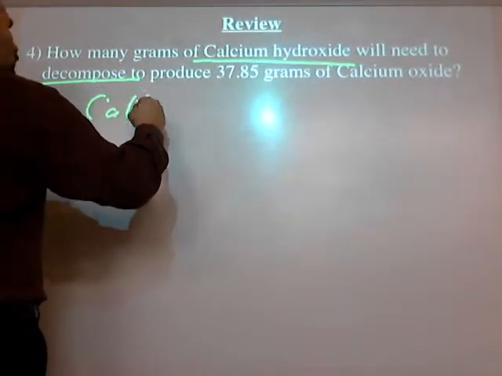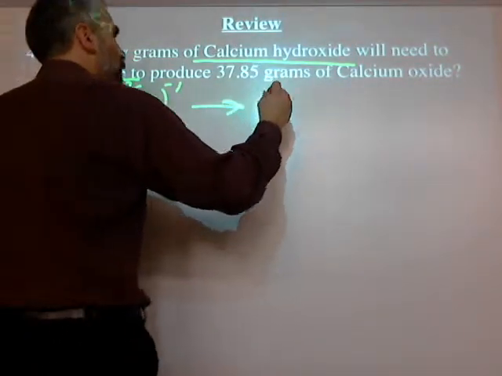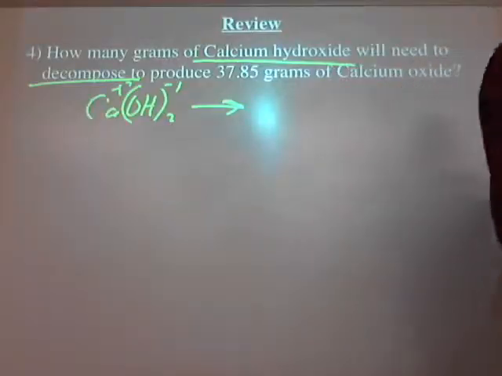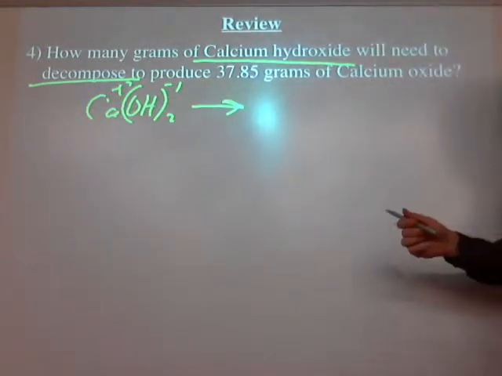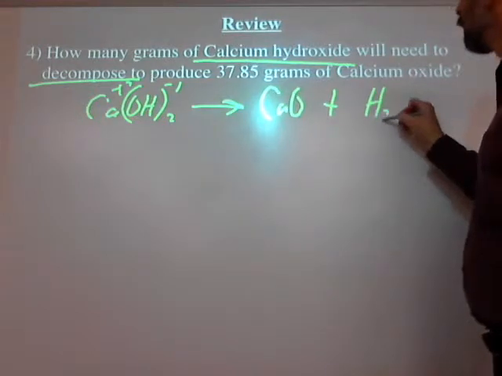Here's calcium hydroxide. And here he is, a +2, -1. And here he is decomposing. What does he decompose into? I don't need to look at the problem. I just need to look at the common ion sheet. He decomposes into calcium oxide plus water.